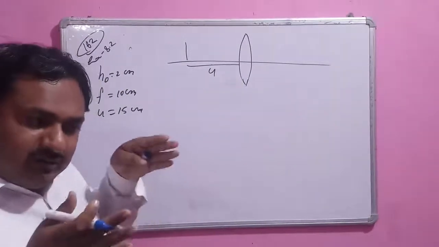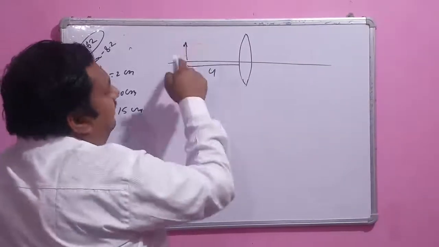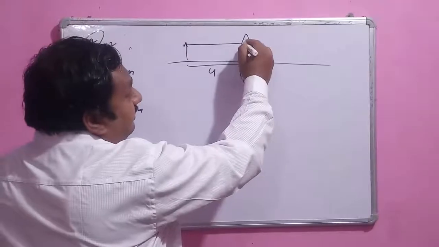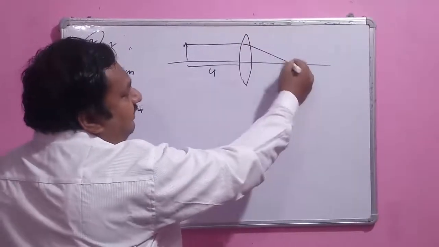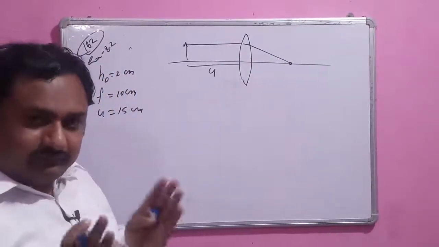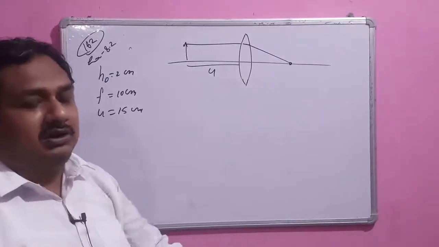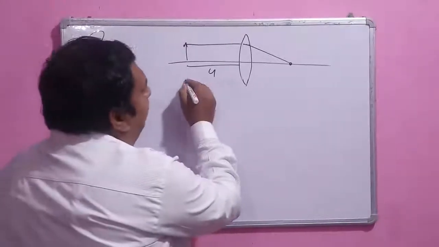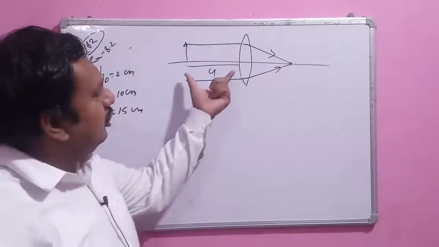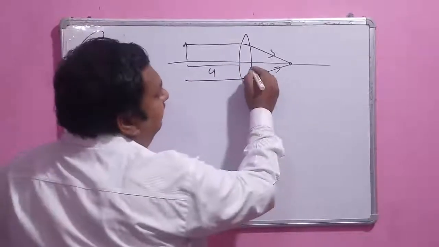Focus is the common meeting point of the parallel incident rays. The incident rays are coming from the object, and after refraction they will converge to a point, so the focus will be somewhere here. Don't be confused, focus is the common meeting point, the intersection point, of the refracted rays after refraction. In this case the object is at the left of the lens and the focus is on the right of the lens. So here this is the focus.